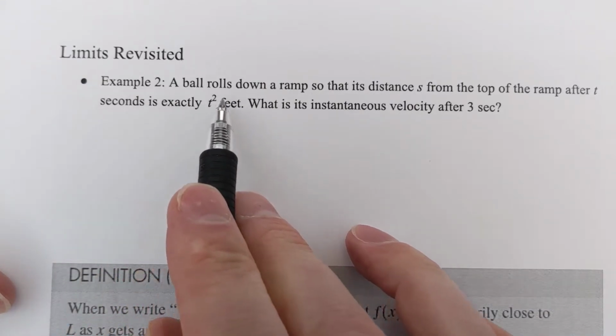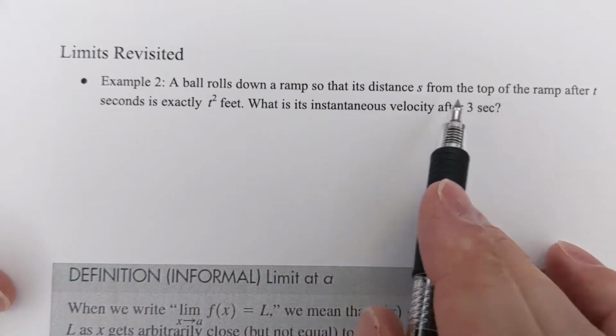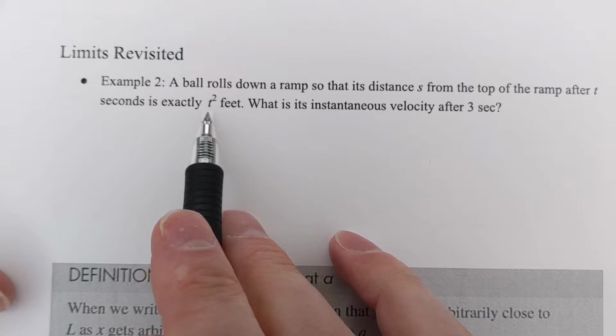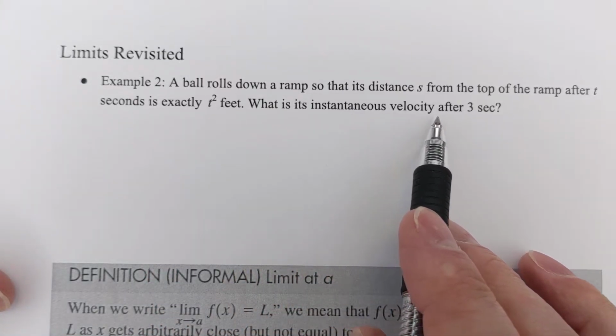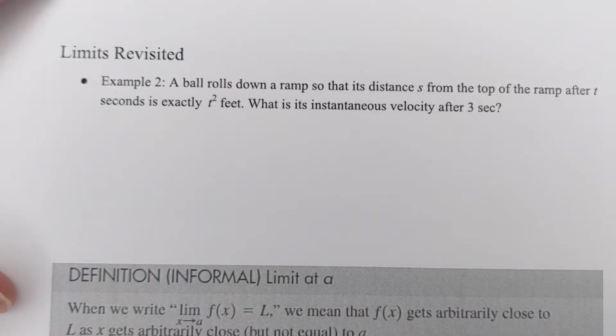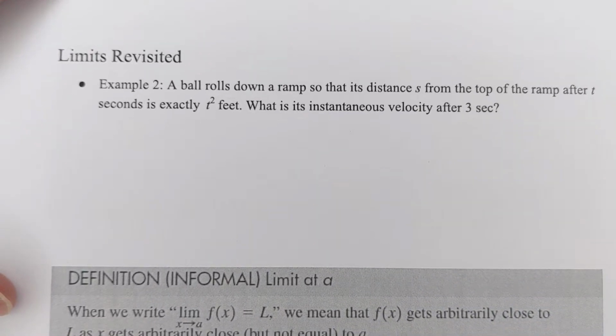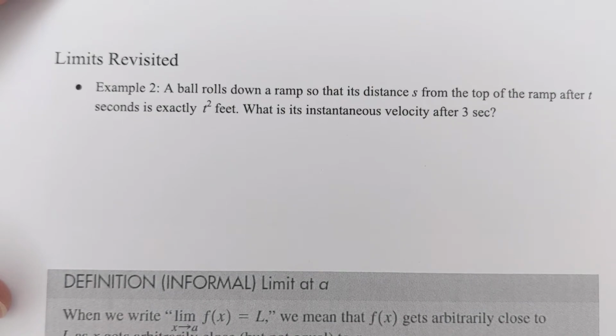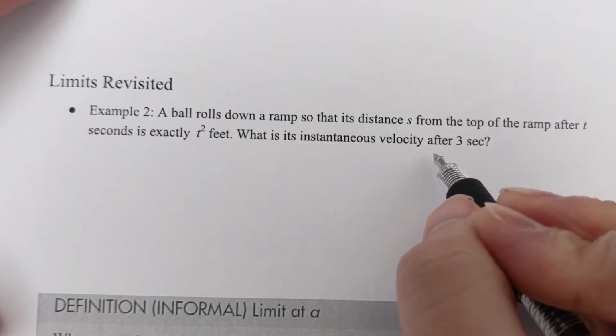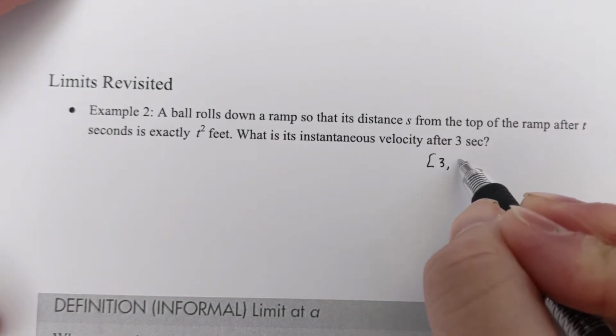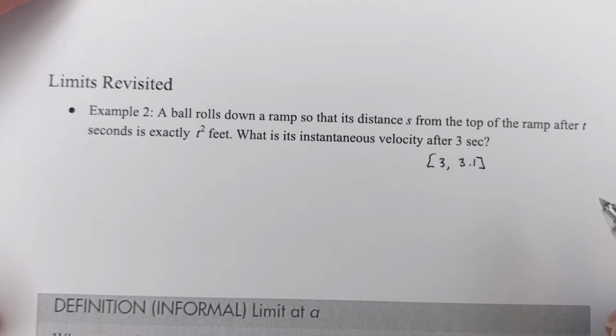So example 2, a ball rolls down a ramp so its distance from the top of the ramp after t seconds is exactly t squared feet. What's its instantaneous velocity after 3 seconds? So we can do this a couple different ways. We can let our two times get super close together. So for example, we'll take the interval 3 to 3.1.